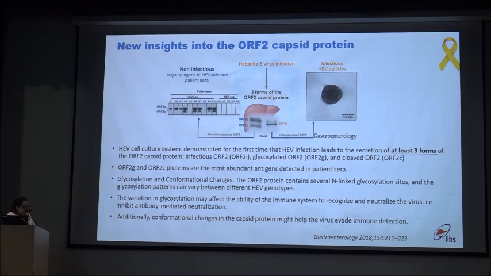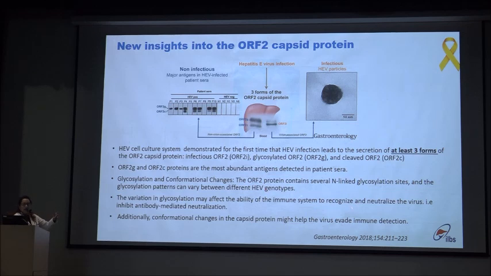Now, what is new about the ORF2 capsid protein? As I told you, it has 3 domains, and ORF2 forms the capsid, that is, the cover of the virus. The virus is released in 3 forms by this capsid protein: infectious, glycosylated, and cleaved. So there are 3 forms of the capsid circulating in the blood. It is the glycosylated and cleaved forms which are most abundant in the antigens. Studies have shown that in patient sera it is the highest, and this glycosylation can be a bit different.